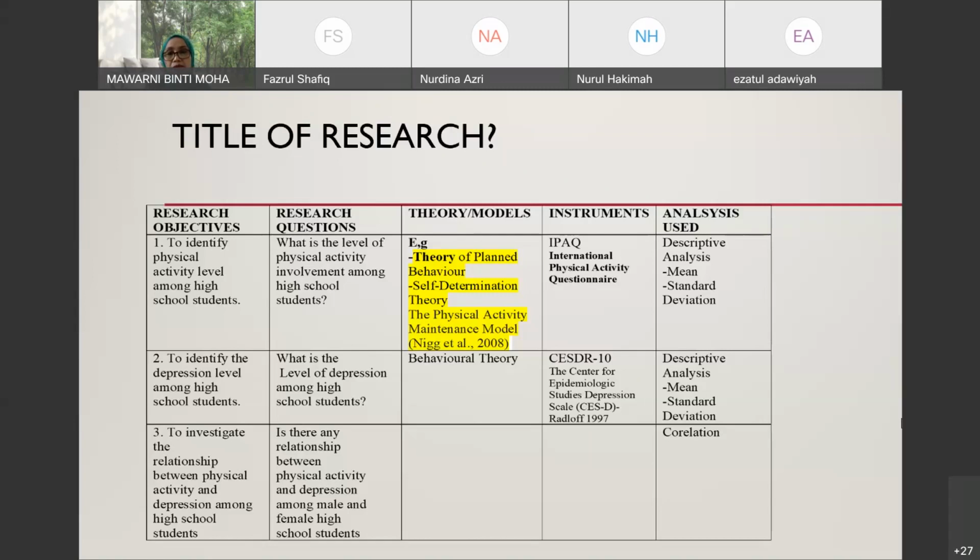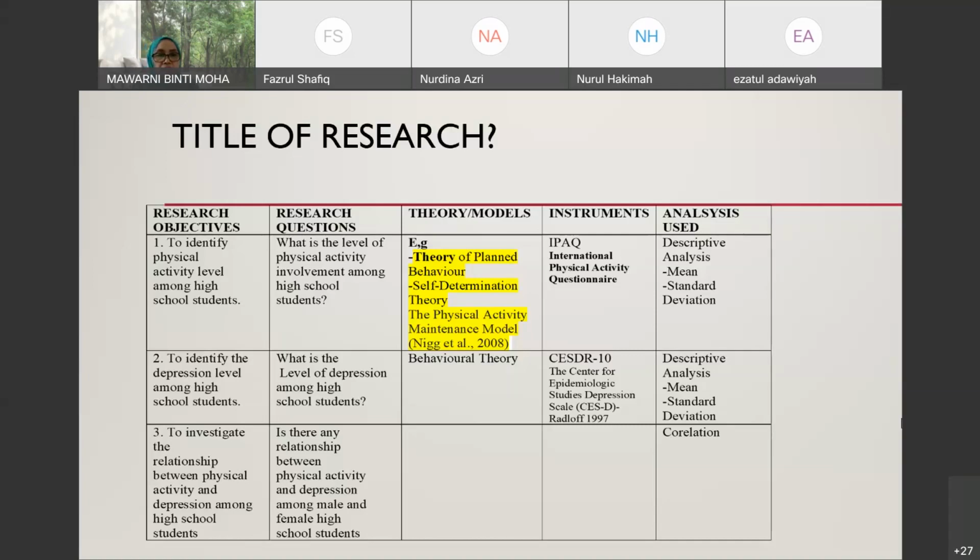Okay. Right. And what instrument do you use? You use a standard International Physical Activity Questionnaire ataupun IPAQ. Right, it has been known, okay, for its validity and reliability. And you use descriptive analysis, which means mean and standard deviation. Okay, and research objective 2, you have research question number 2, and to answer that, you use another instrument, a different instrument, not the same one.